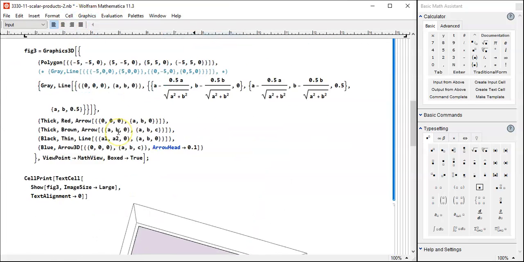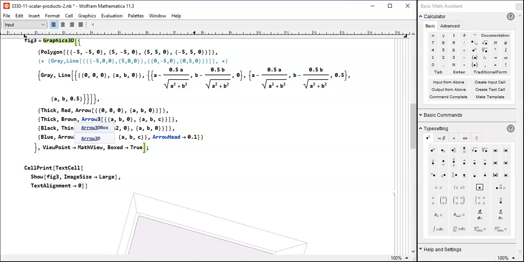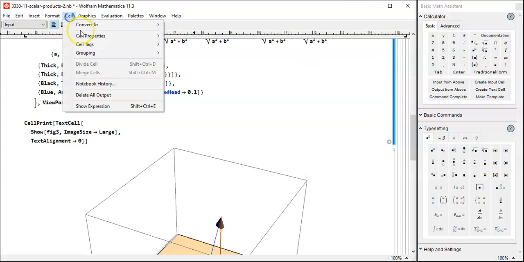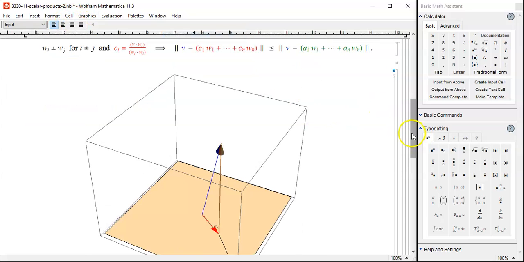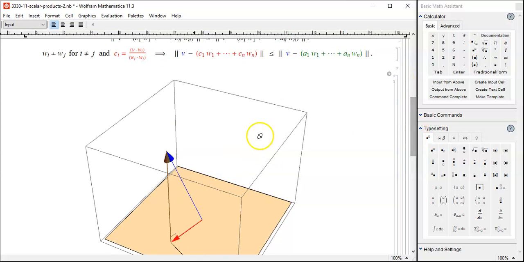Let me adjust this program just one more time. Does it look better? Yes, but I was not very lucky in my graphics. Okay, all right, that's better.